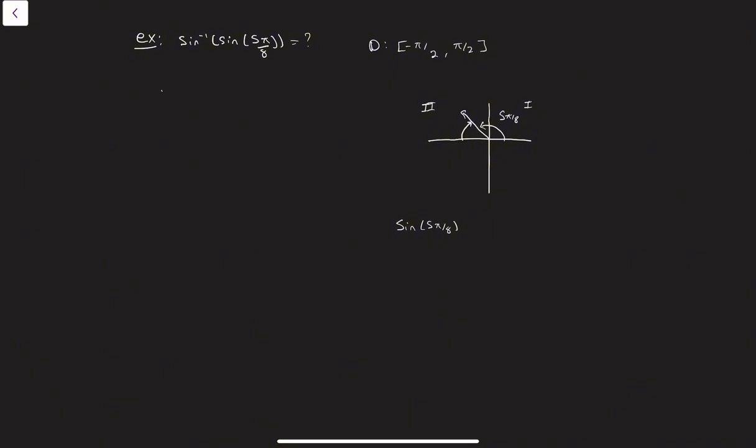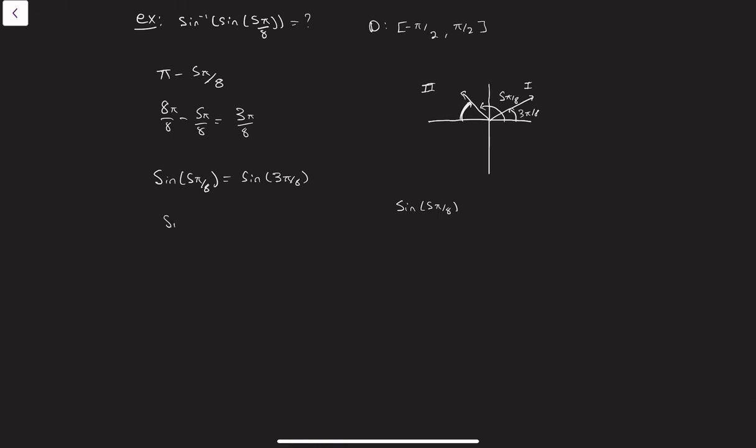So if we go pi minus 5 pi over 8, that's to get this value. Well, that is just equal to 8 pi over 8 minus 5 pi over 8, which is equal to 3 pi over 8. And 3 pi over 8 is in our domain. 3 pi over 8 is somewhere here. This is 3 pi over 8, and it's in our domain. Great. So we know that sine of 5 pi over 8 is equal to sine of 3 pi over 8.